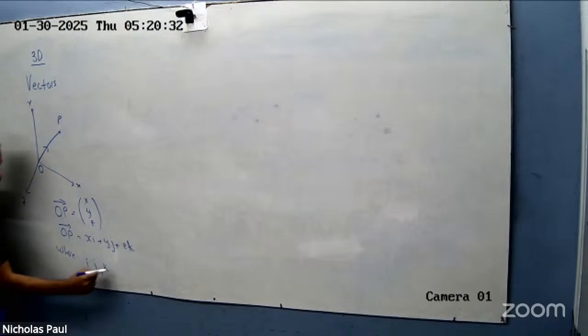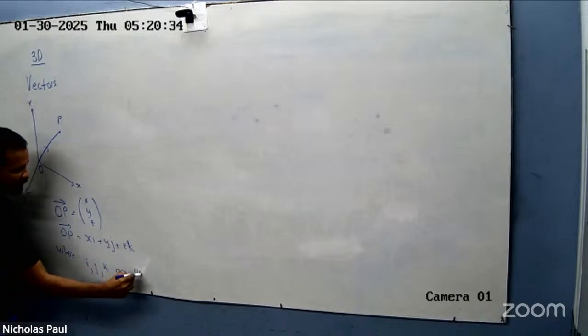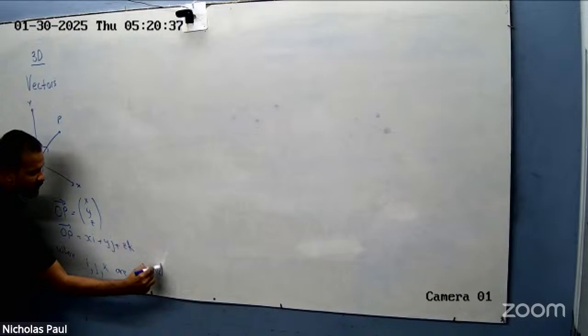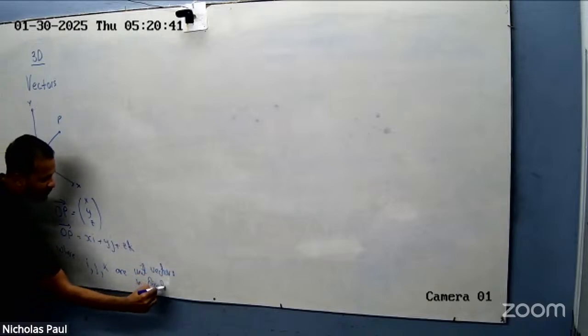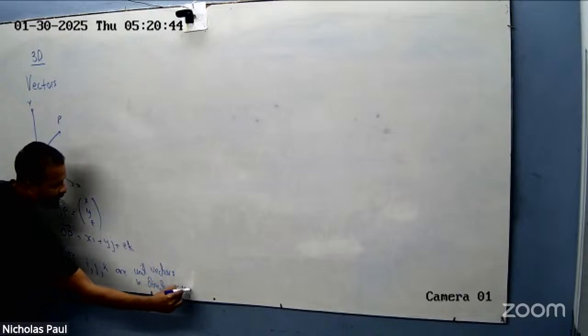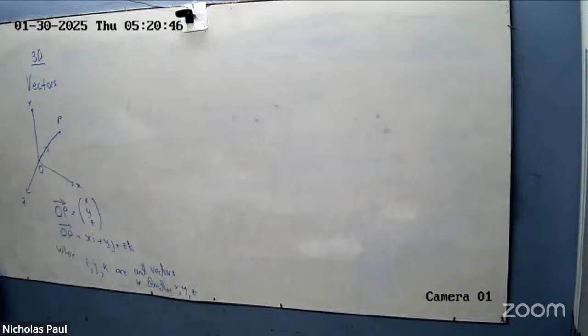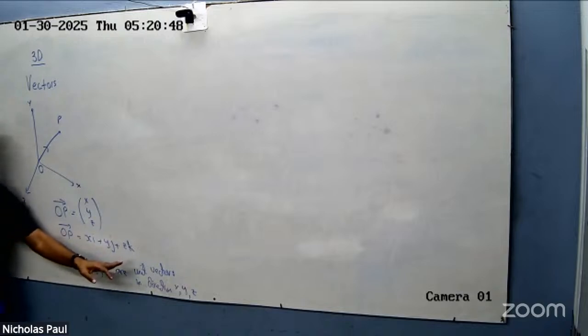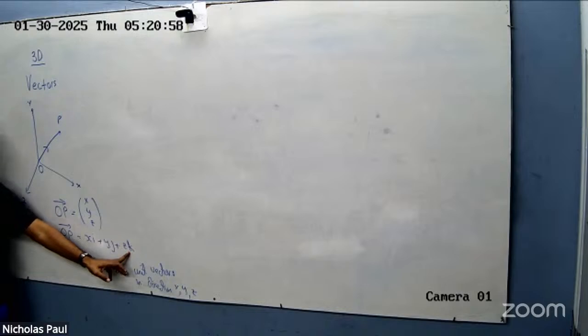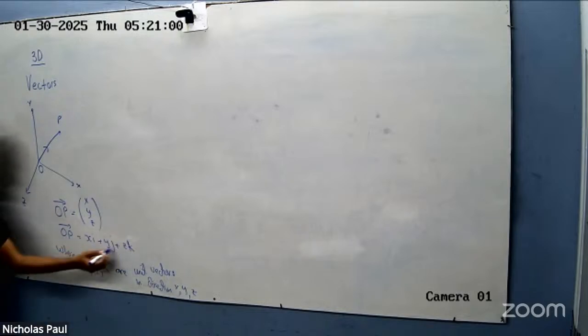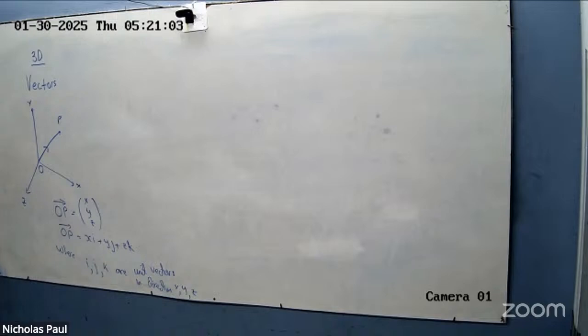I, J, and K are unit vectors. They are unit vectors in the direction of X, Y, and Z respectively, right? So basically, I, J, and K give it direction. J tells you that this value is in the Y direction. K tells you that this value is in the Z direction. Okay? So these are unit vectors that give it the direction. All right? So nice. Those are some of the things that we need to know.